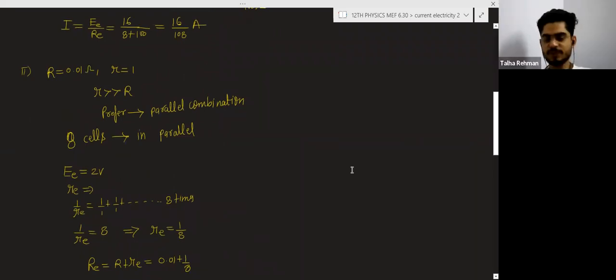So don't get confused in this. If you are getting any confusion, you can check your notes. I have already written all the things. What is the condition for the maximum current when external resistance is large, when internal resistance is large? Already written all these things.